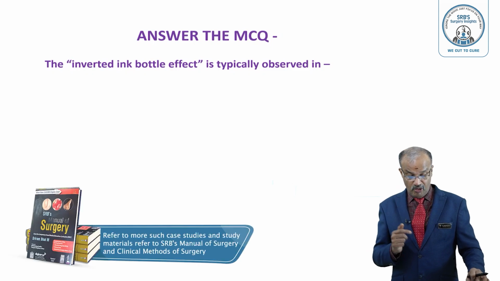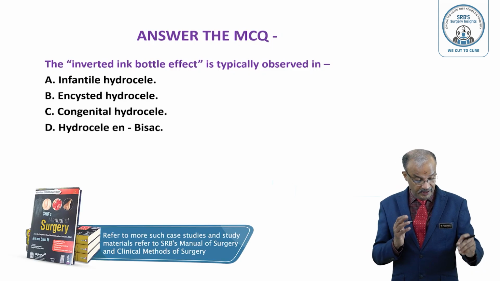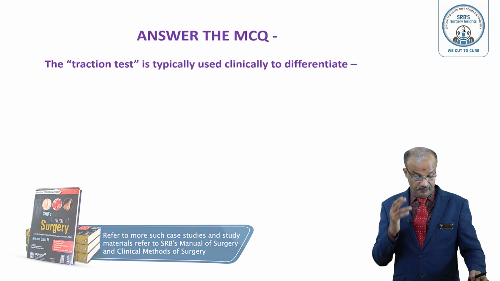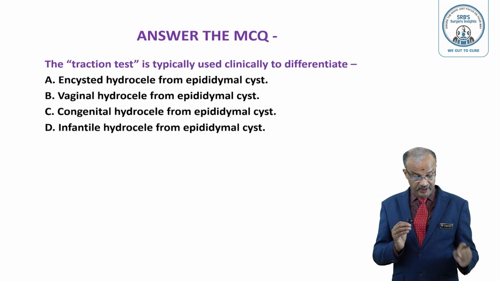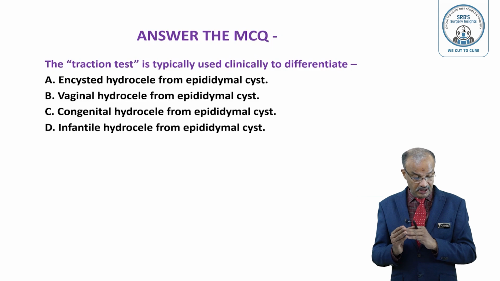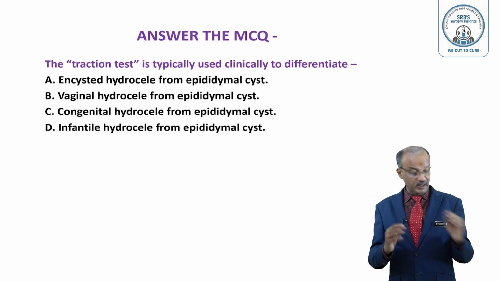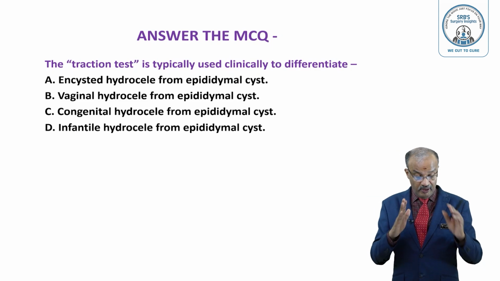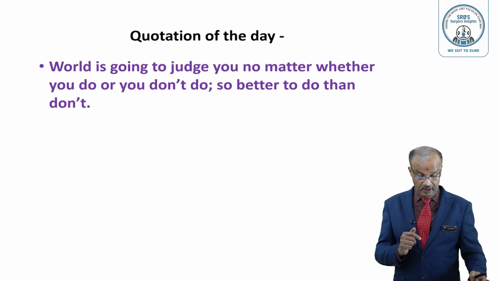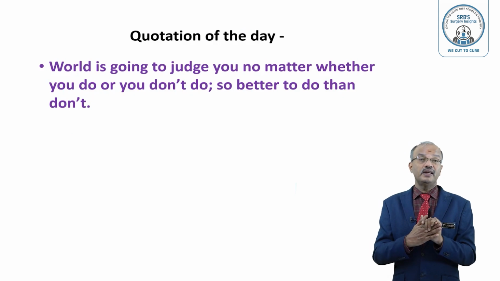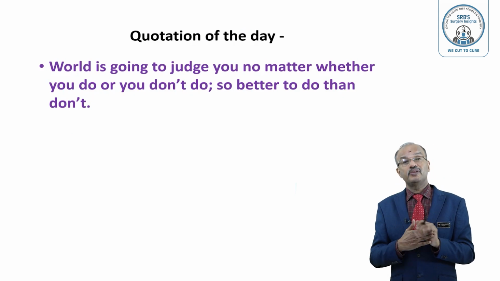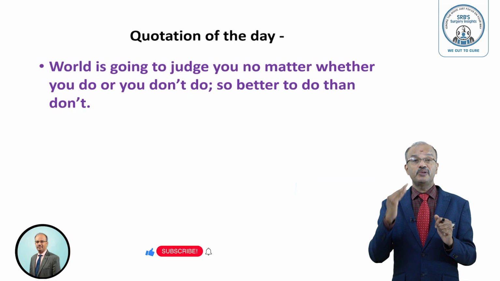Please, the inverted champagne bottle effect is typically observed in A, B, C, D. Please put the right answer. Transillumination test is typically used clinically to differentiate encysted hydrocele from epidermal cyst, vaginal hydrocele from epidermal cyst, congenital hydrocele from epidermal cyst, infantile hydrocele from epidermal cyst. Put the right answer in the comment box. I'll get back to you. What is the transillumination test?